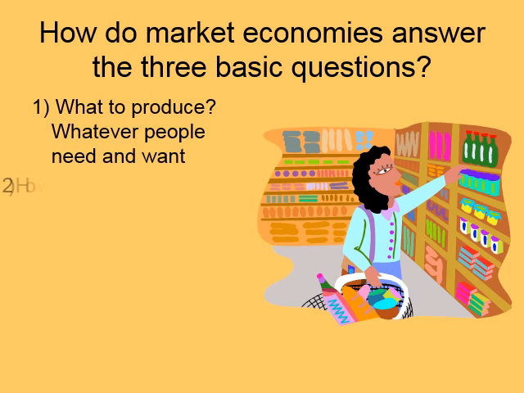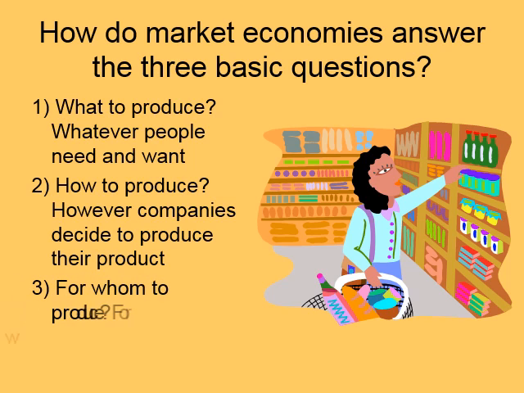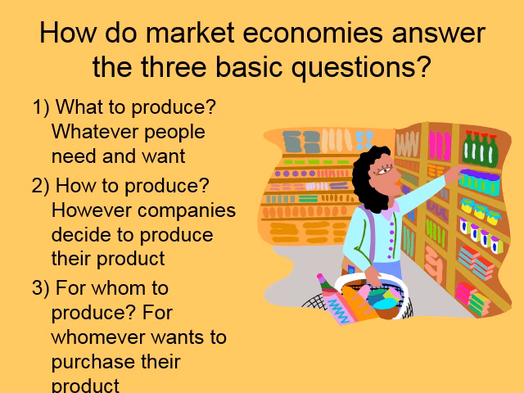So how do market economies answer these three basic questions? Well, when it comes to what to produce, whatever people need and want to buy. How to produce it, however companies individually decide they want to produce their product. The government doesn't really have a say. If they want to use these materials or if they want to use these factories, that's up to them. For whom to produce will be for whomever wants to purchase their product. In a market economy, buyers and sellers have the ultimate freedom to produce, buy, and sell whatever they want.